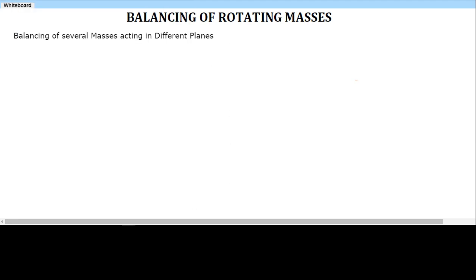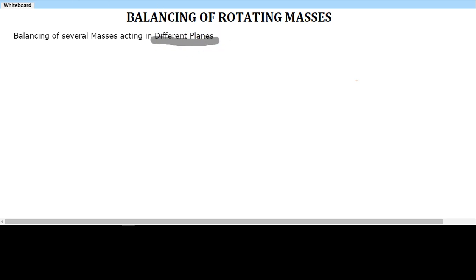Good morning to all. Today we will be continuing the balancing of rotating masses. Last class we learned how to solve a problem when balancing several masses acting in the same plane. So today we will be dealing with balancing of several masses acting in different planes.